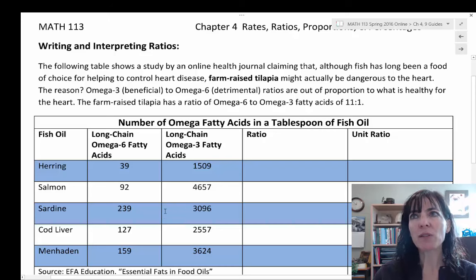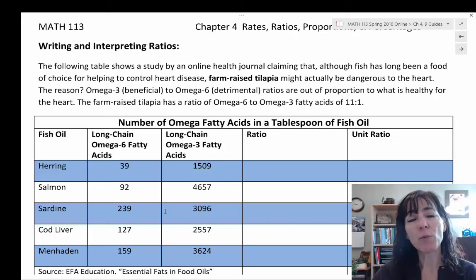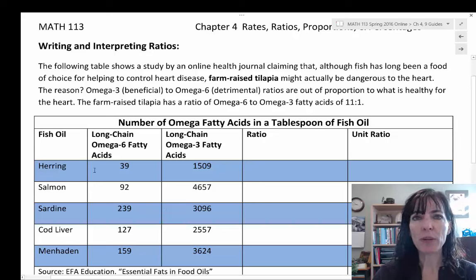This table that we have gives a study by an online health journal claiming that although fish has been a food of choice to help control heart disease, the fish are not all equivalent. Especially farm-raised tilapia might be dangerous to the heart because the omega-3 to omega-6 ratios are out of proportion to what's healthy for the human heart. So if we look at farm-raised tilapia, it has a ratio of omega-6 to omega-3 fatty acids of 11 to 1. And they're saying that that's unhealthy. So that's what we're looking at to check our information here.